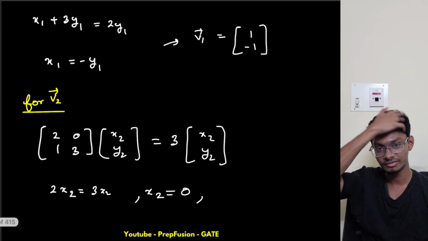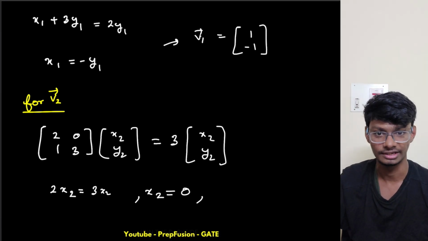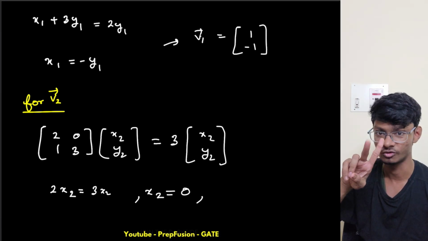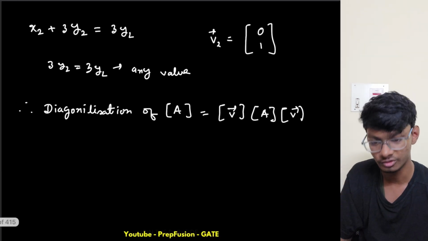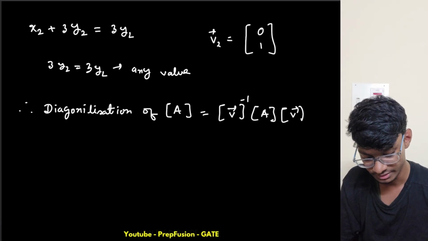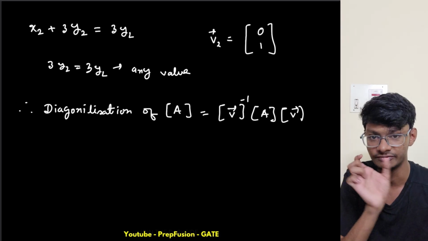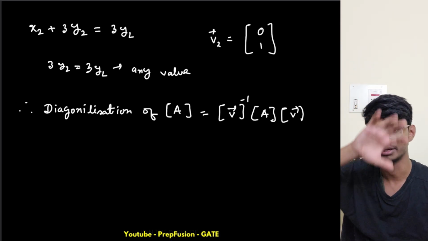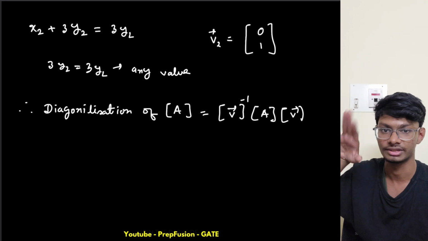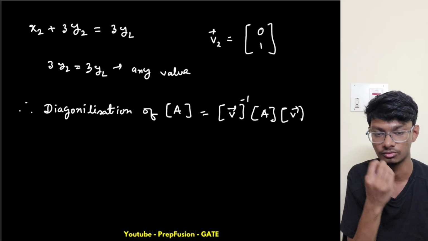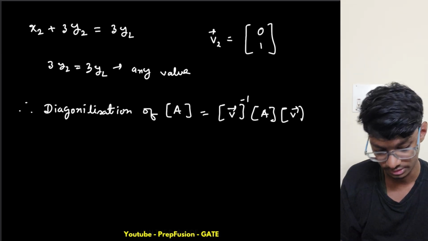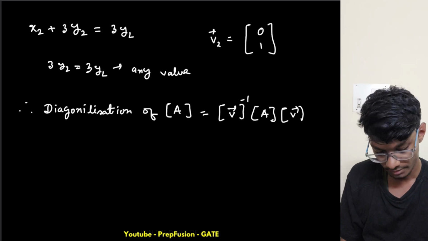So you have to remember this: when is the inverse first and when is the inverse last? There are two formulas, so try to remember it conceptually. The inverse is first for finding the D matrix, and the inverse is last for finding the A matrix, or A raised to the power k. Mainly we will use it for finding A raised to the power k.